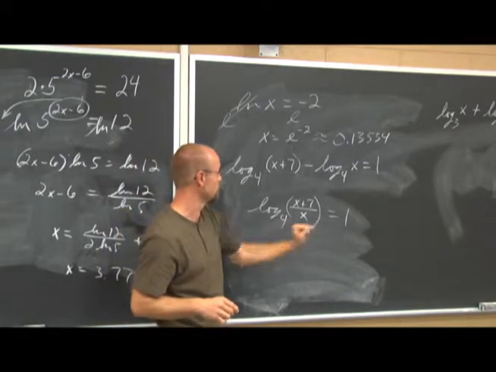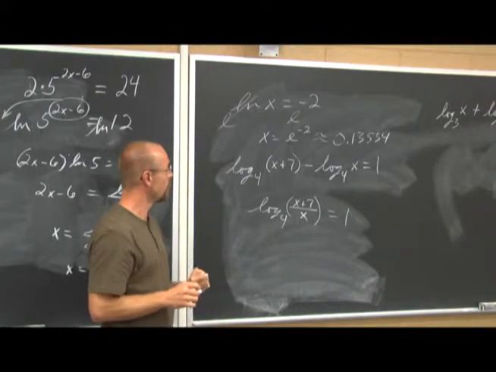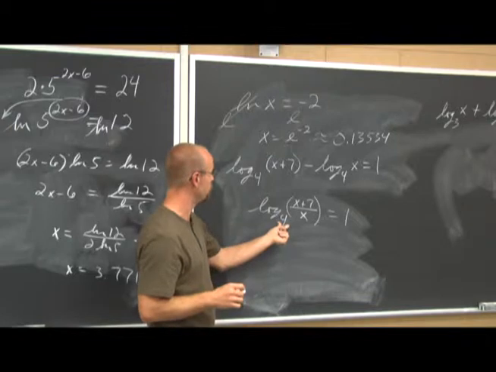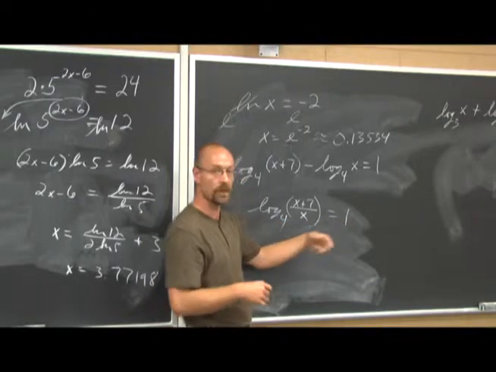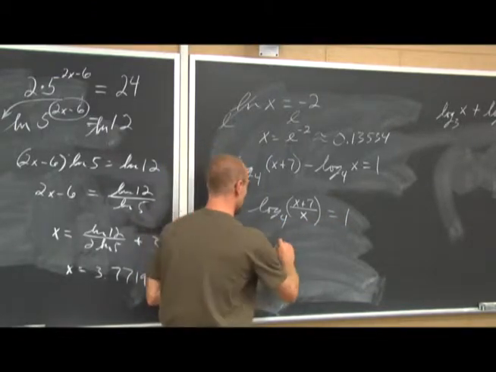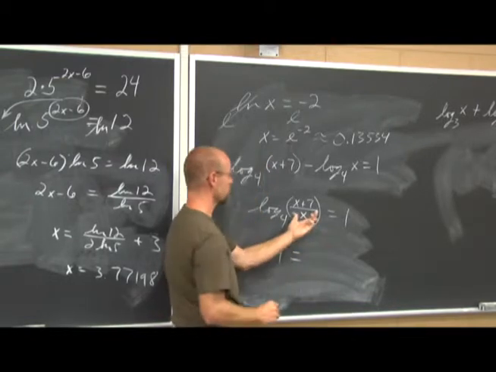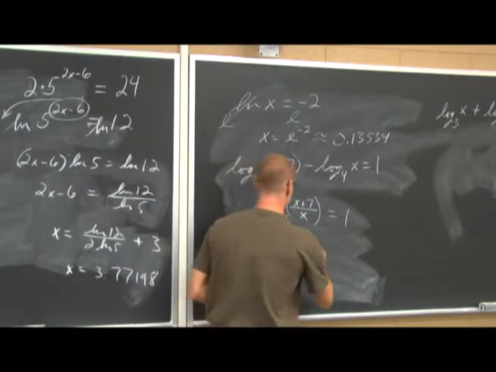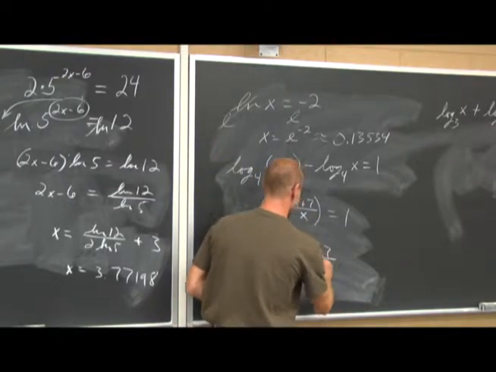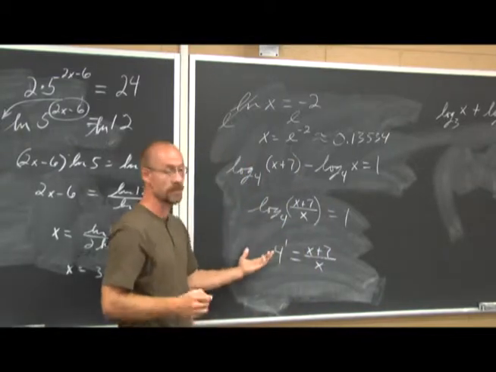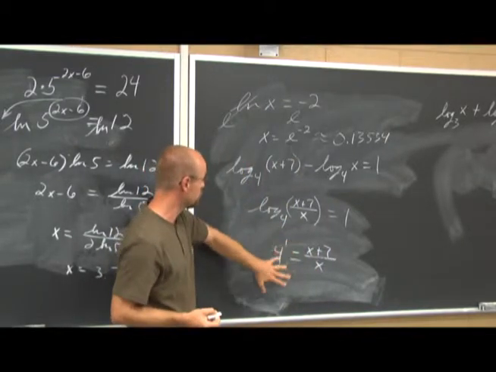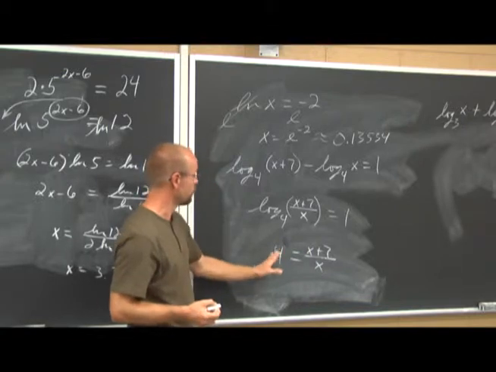So now I have this equals 1. Now, one thing I can do is rewrite this as an exponential equation. 4 to the first power is this argument here, (x+7)/x. Now, this is an equation I can solve for. But I want to, well, 4 to the first, just 4.